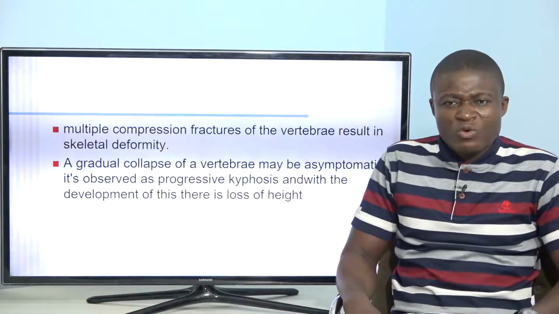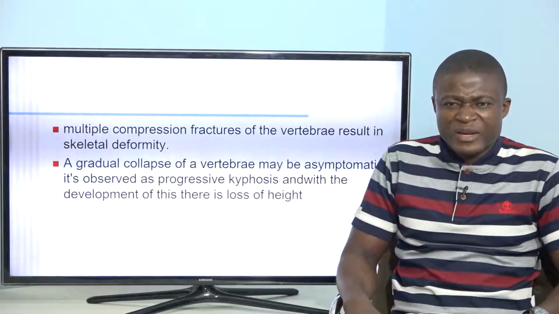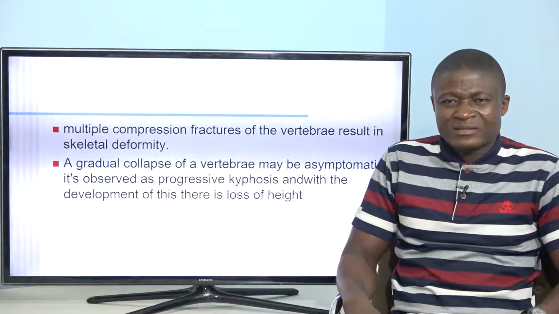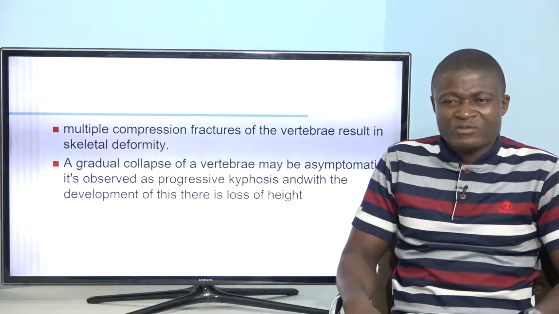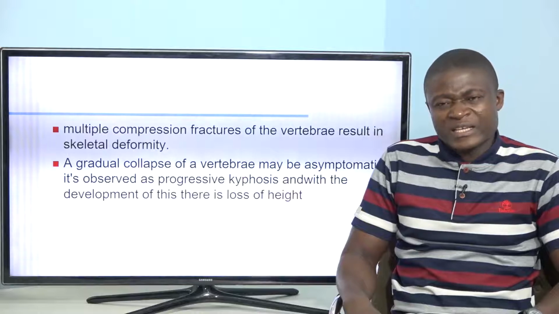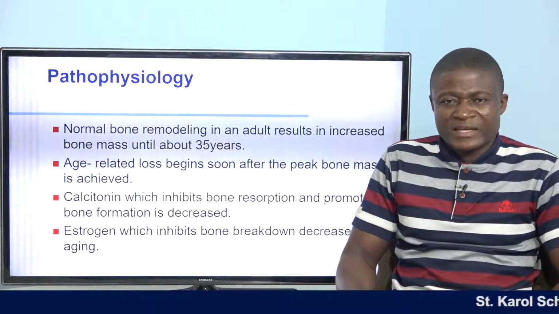So a gradual collapse of vertebrae may be symptomatic. It is observed as a progressive kyphosis, and with the development of these, there is loss of height. So when the person continuously has one or two, or once in a while has one of the vertebrae getting fractured, the person actually loses height, like I said earlier on.